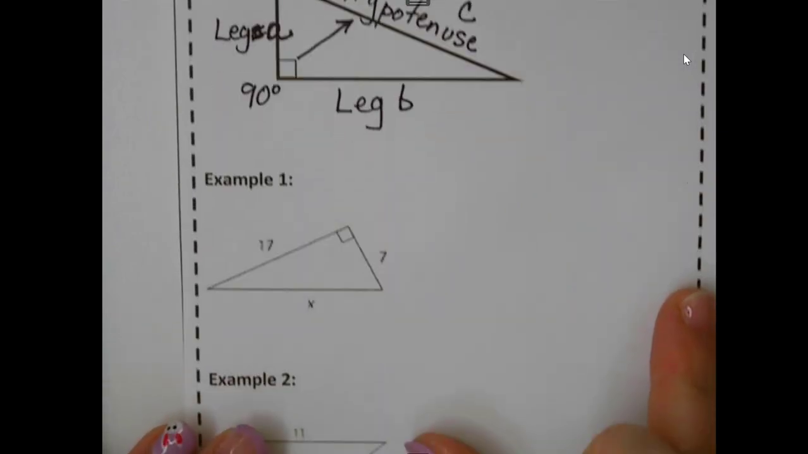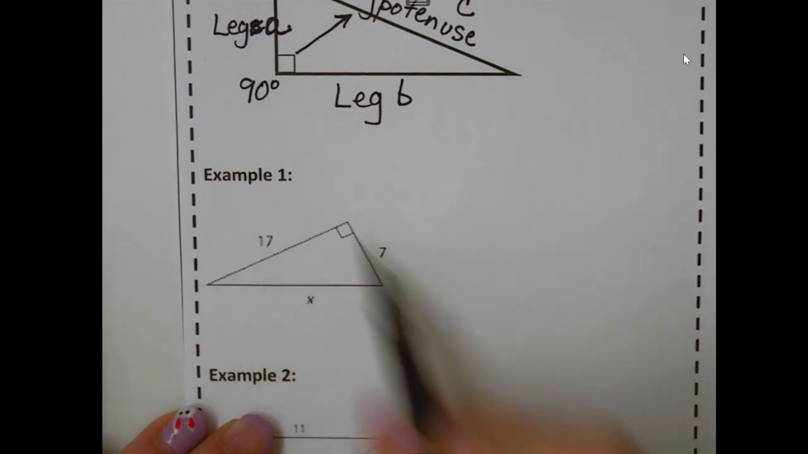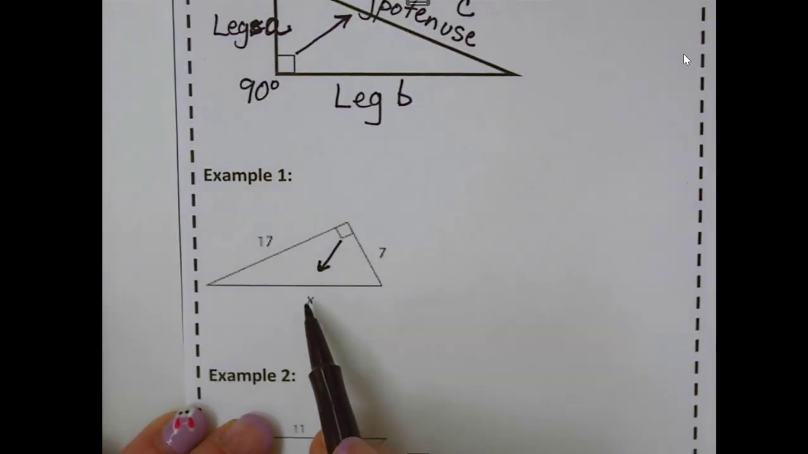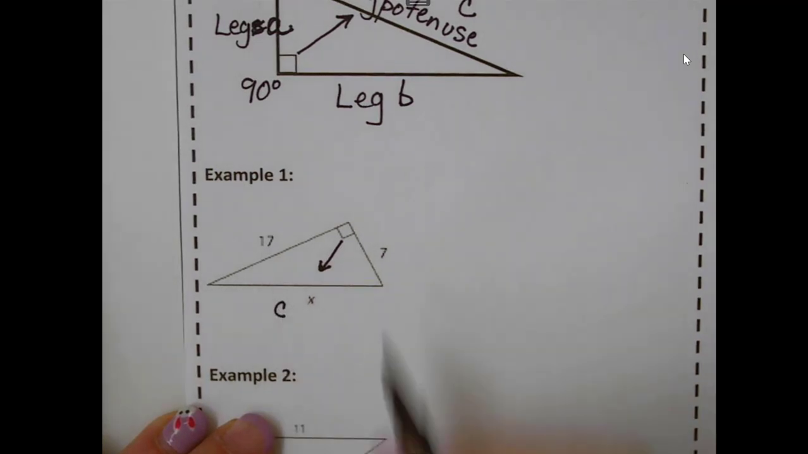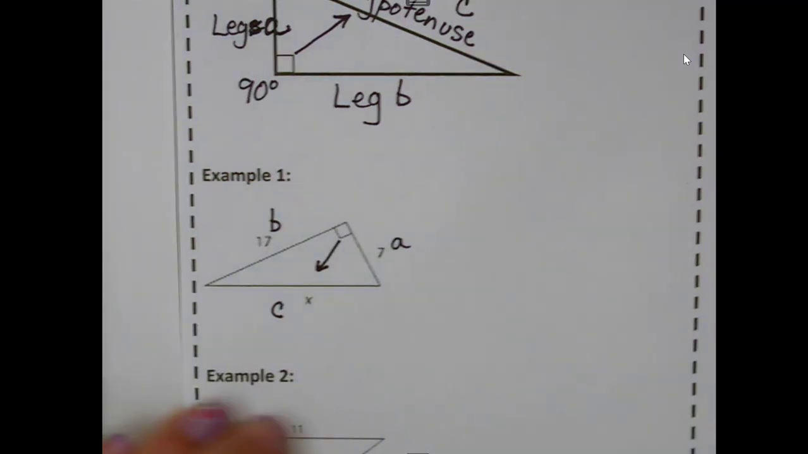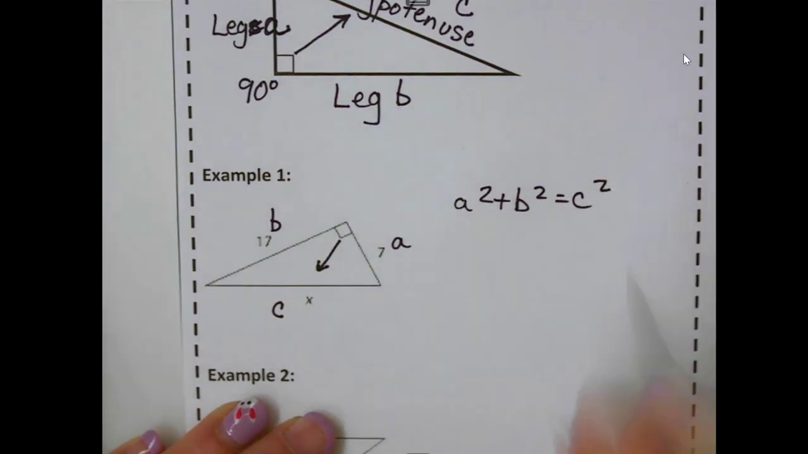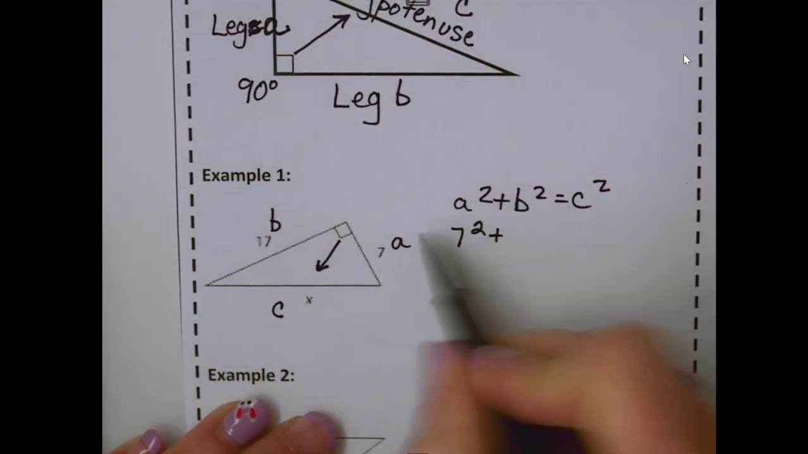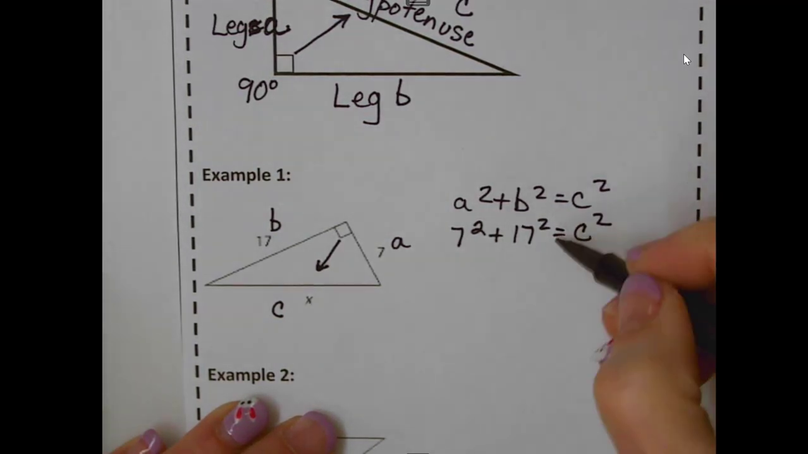To solve, let's see what we're missing on this particular triangle. So here's the x, and remember that the hypotenuse is the longest side opposite that 90-degree angle. So we are missing the c. The legs form that 90-degree angle. I'm going to start with the Pythagorean theorem, and then I'm going to substitute in what I know. I've got that a is 7, b is 17, and c is our unknown value.